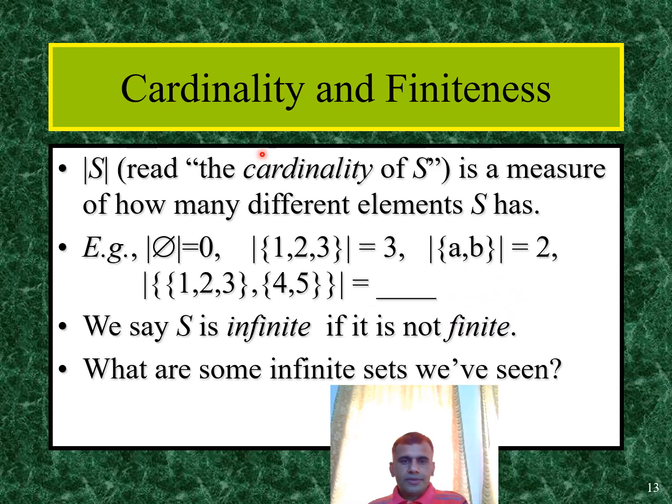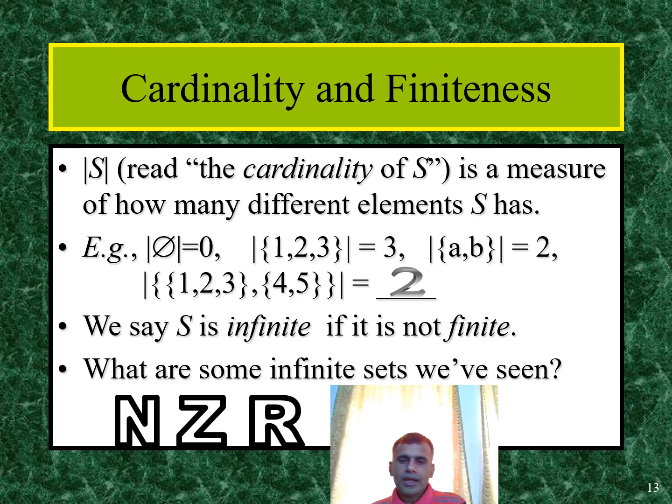Now this sign is read as cardinality of S. Sometimes it is denoted by n(S). It is a measure of how many different elements S has. The cardinal number of phi is 0. The cardinal number of {1, 2, 3} is 3. The cardinal number of {a, b} is 2. And the cardinal number of this one is, what is the answer? It's 2. We say S is infinite if it is not finite. What are some infinite sets we have seen already? N, Z, and R.